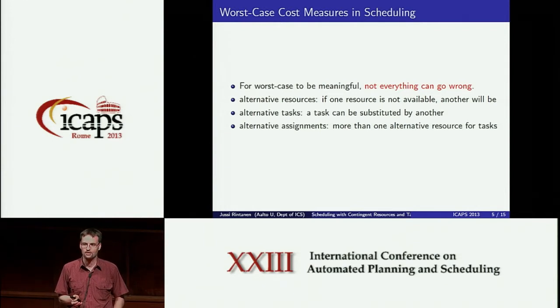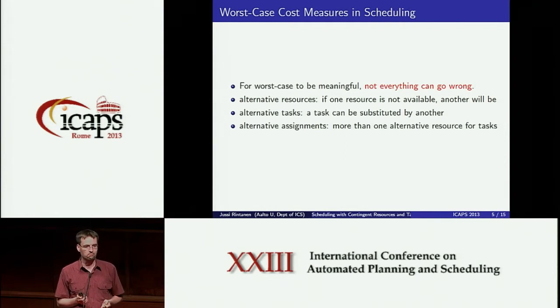So we have to have some assumptions that limit the kind of failures and uncertainty that might show up during the execution. I view three specific kinds of things. For example, some resource might not be available during the execution, but if this resource is not available, there's always a guarantee that some other resource will be available. So if something is not there, we know that something will be there to substitute for the first resource.